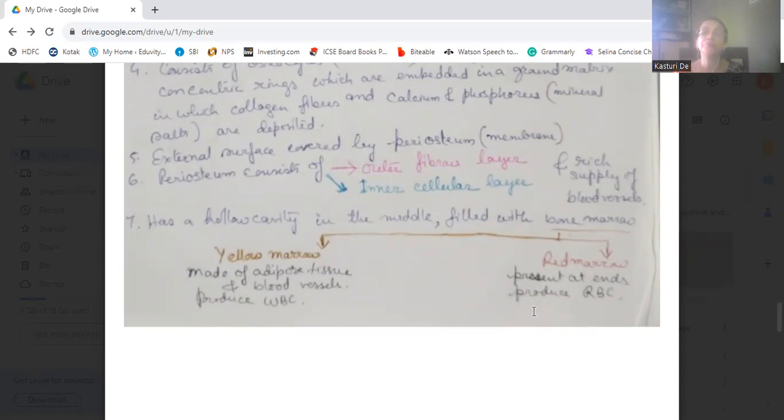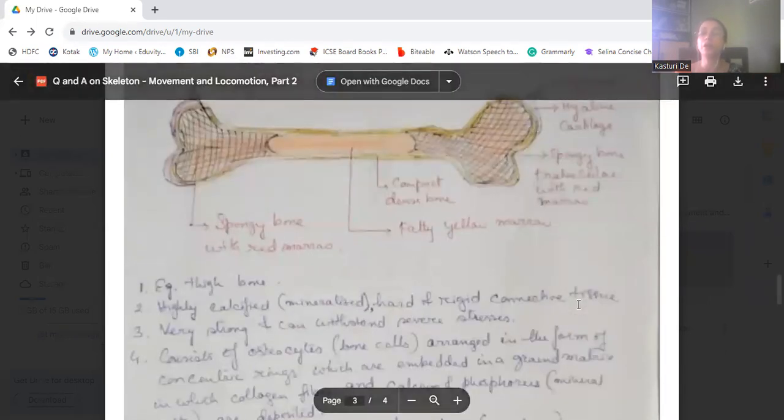Now, it has a hollow cavity in the middle, which is filled with bone marrow, yellow bone marrow and red bone marrow. Yellow bone marrow is in the middle of the bone, between the two heads. It is made up of adipose tissue and blood vessels, and it produces WBC, white blood cells. The red bone marrow is present at the ends, which produces RBC, that is red blood cells. This is the structure of the typical bone.